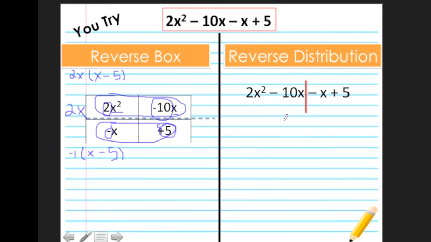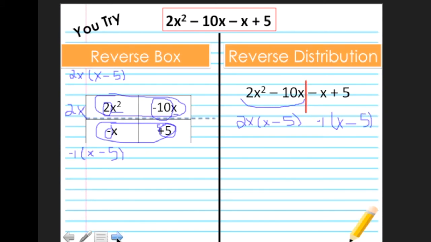Just like I did in this box method, you're going to be doing the same thing here. You're going to factor this chunk, GCF is 2x, times, and then you're going to divide out the 2x from each term, leaving us with x minus 5. And same thing here. The GCF is -1, and then when you divide it out from each, you get x minus 5 remaining.